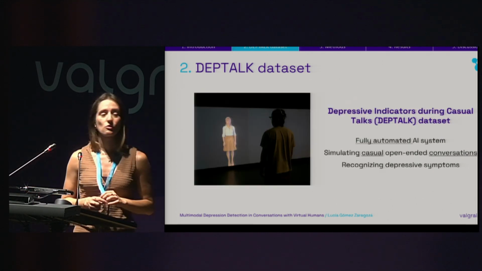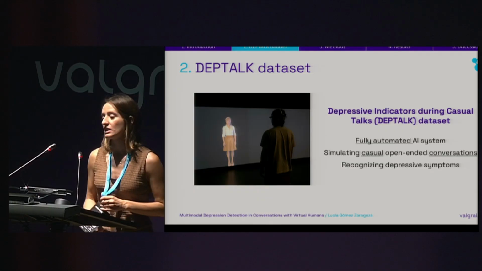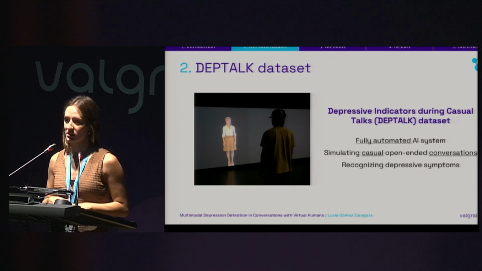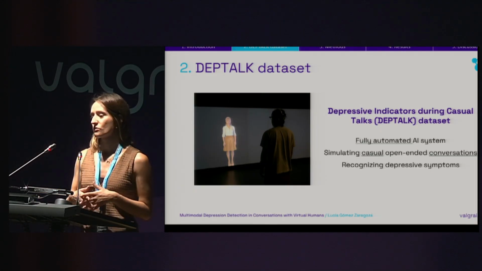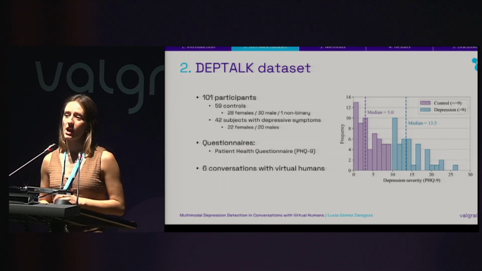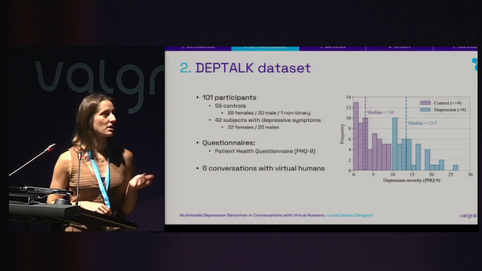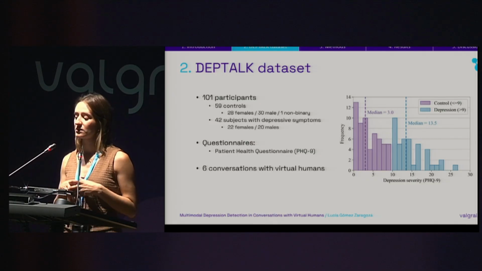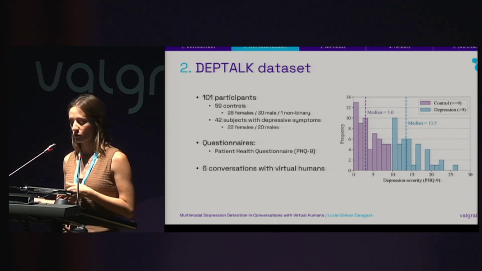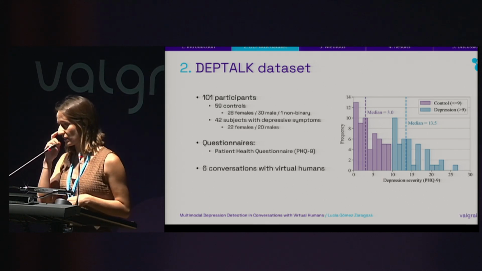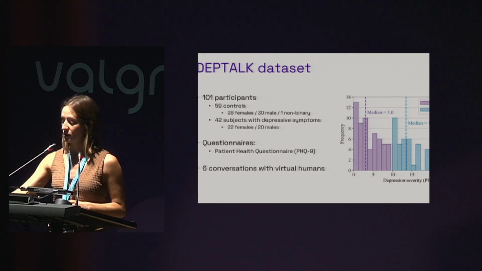So that's why I decided to collect our dataset called Depressive Indicators During Casual Talks dataset, which is a fully automated AI system that simulates casual open-ended conversations to recognize depressive symptoms. We collected data from 100 participants. We used the patient health questionnaire to evaluate the depressive symptoms, and we had a balanced sample in terms of these controls and subjects with depressive symptoms and gender. And they completed 6 conversations with virtual humans.